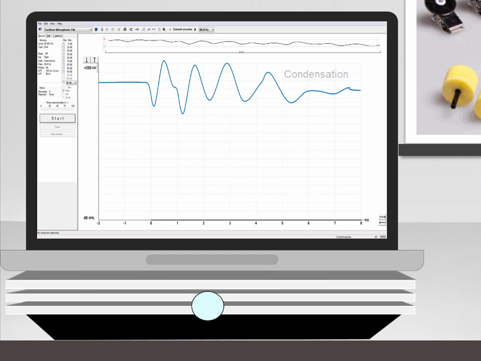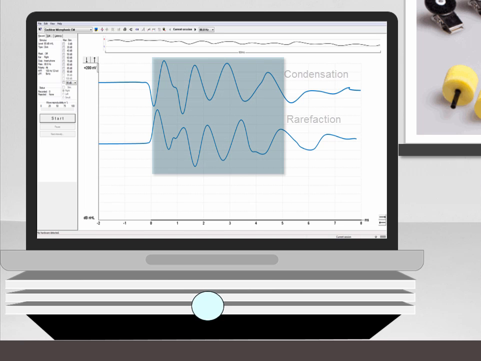If you have recorded using separate rarefaction and condensation clicks, then you should run a second measurement, ensuring that you have a measurement from each stimulus polarity. The presence of the cochlear microphonic can be confirmed by a sinusoidal segment that inverts in the two stimulus polarity waveforms, beginning within 1 millisecond of the stimulus and possibly lasting up to 5 or 6 milliseconds.